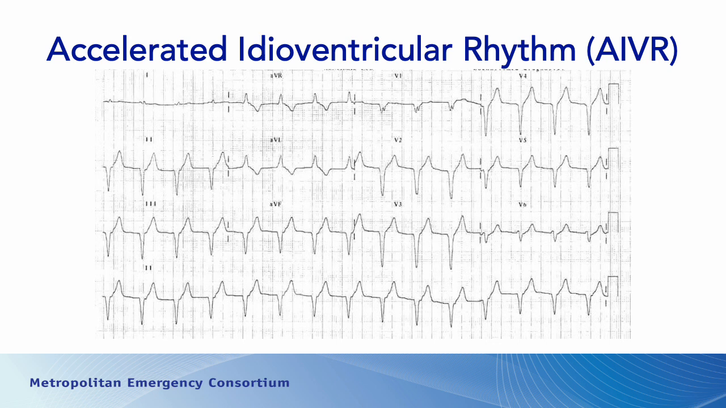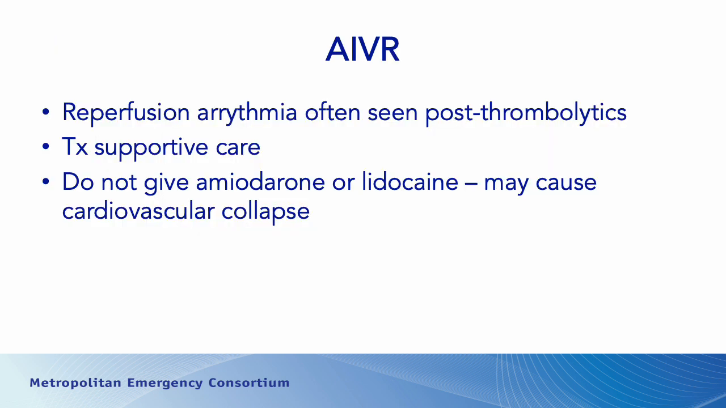So how about a couple other things? So let's talk about accelerated idioventricular rhythm. This is one that I talked about, and again, we used to see this mostly as a reperfusion arrhythmia. You get a wide complex rhythm, but it's not really that fast, and really it's just that the patient has an idioventricular rhythm. The ventricles are determining the heart rate. Typically, it's in the 60 to 100 range. We do not treat these. So the treatment for these really is supportive care.